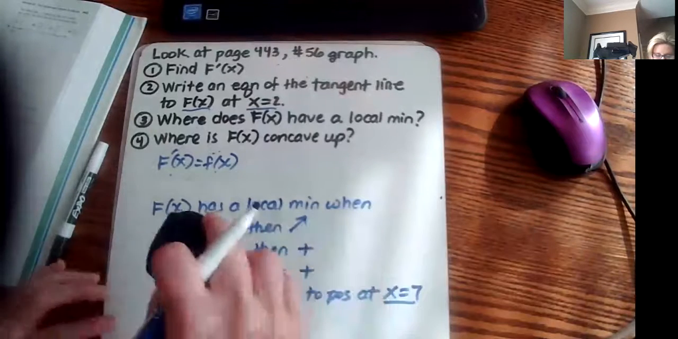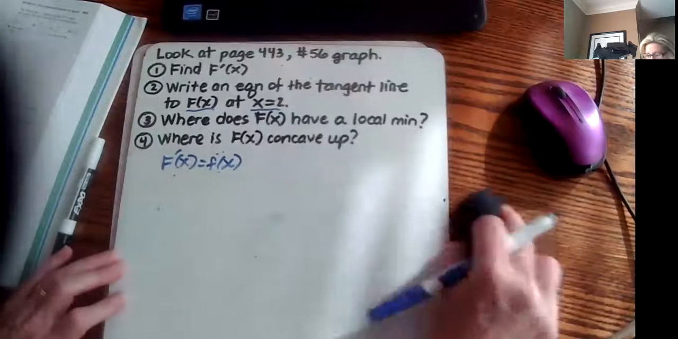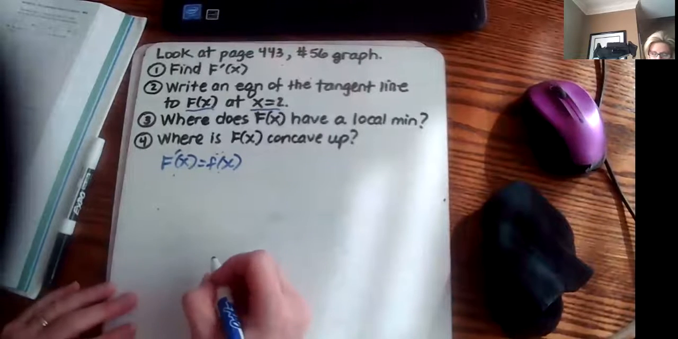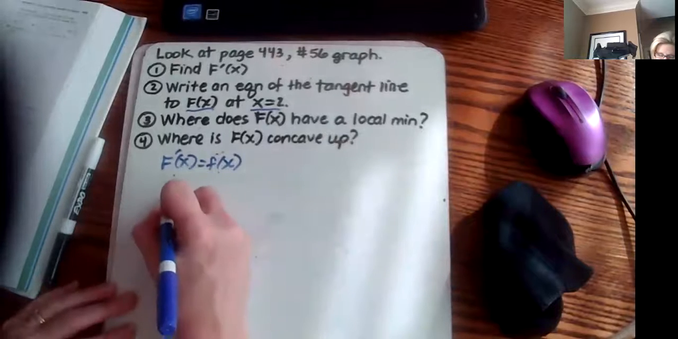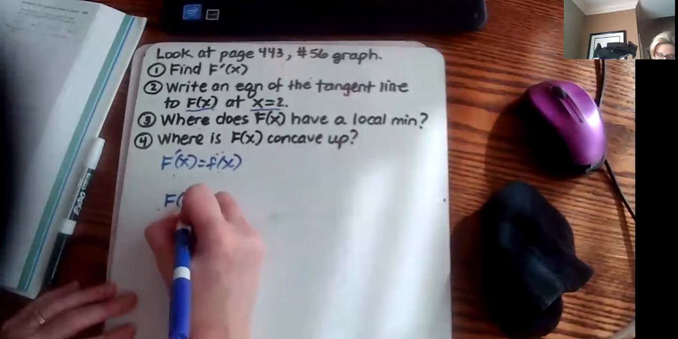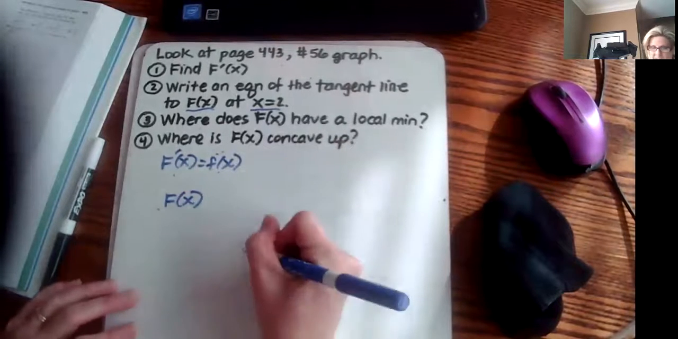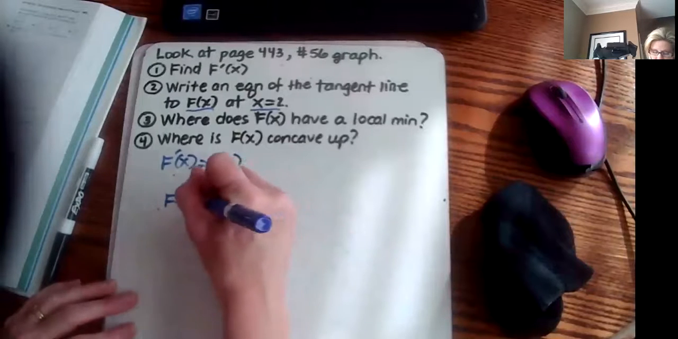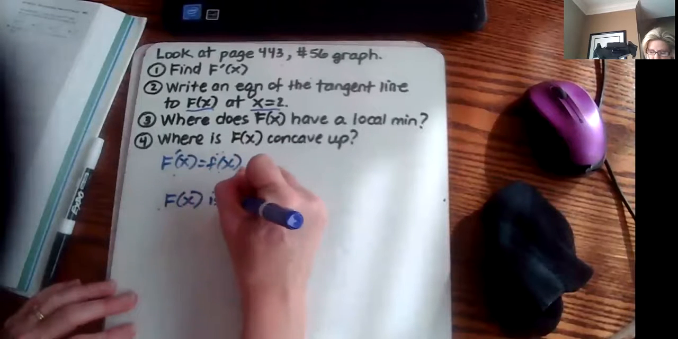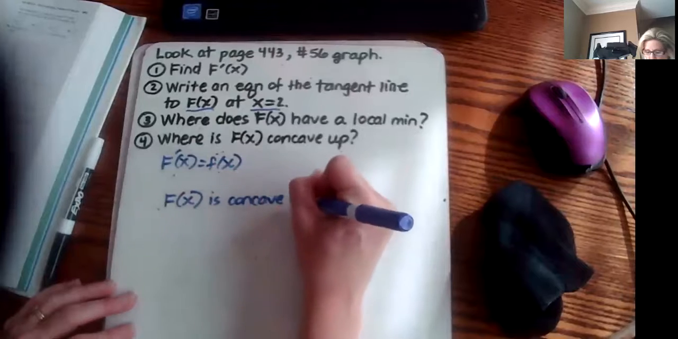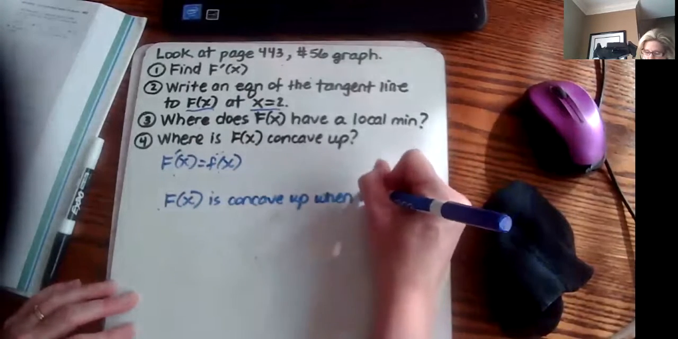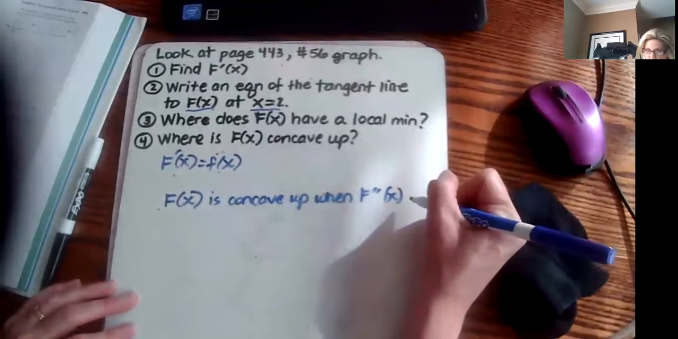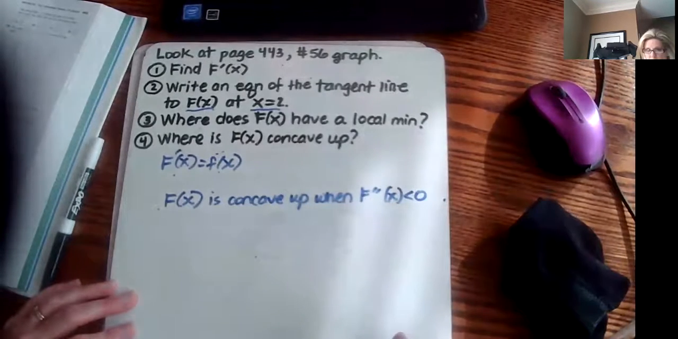All right, last but not least, problem number 4 is going to be similar, but just a little bit more to it. So where is big F concave up? Well, I know concavity is a double prime, the second derivative information. So big F of x is concave up. So here I am, I'm thinking it through. All right, when the second derivative is negative, okay? Now, wait a minute.